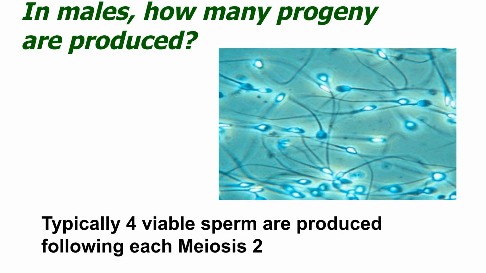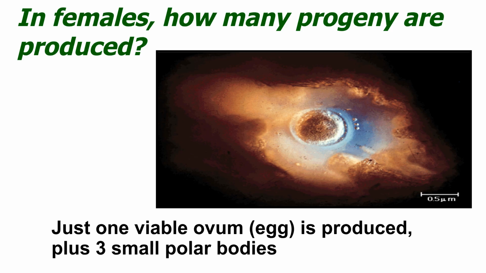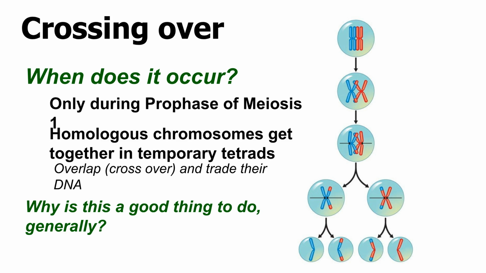This image provides an illustration of the process of meiosis. In males, typically 4 viable sperm are produced following each meiosis II. In females, only 1 viable ovum or egg is produced, along with 3 small polar bodies. Crossing over occurs only during prophase of meiosis I. Homologous chromosomes temporarily join in tetrads, overlap, and trade DNA, promoting genetic diversity.